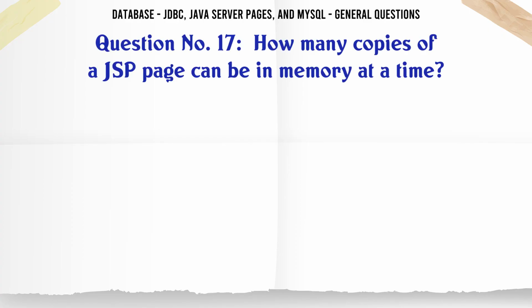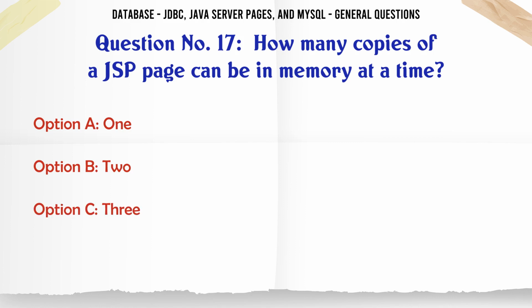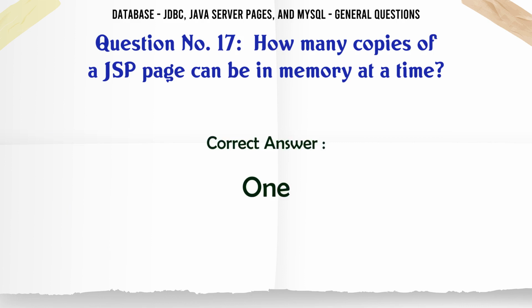How many copies of a JSP page can be in memory at a time? A. 1, B. 2, C. 3, D. Unlimited. The correct answer is 1.